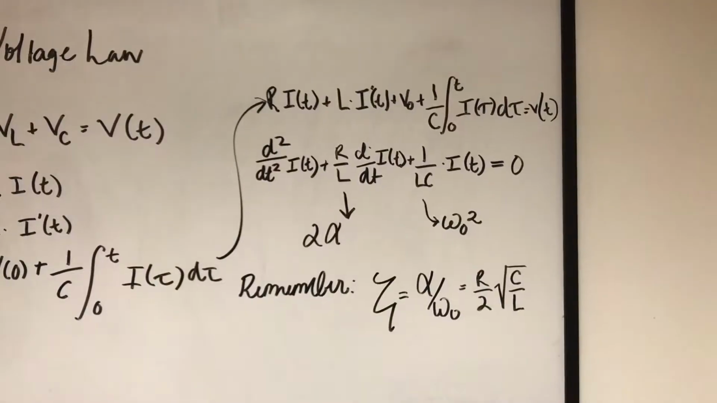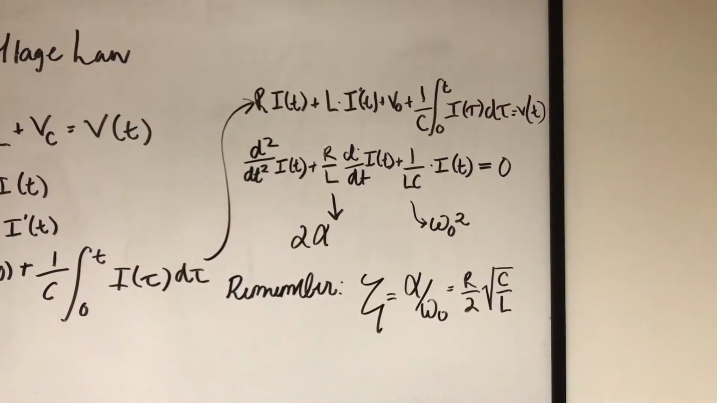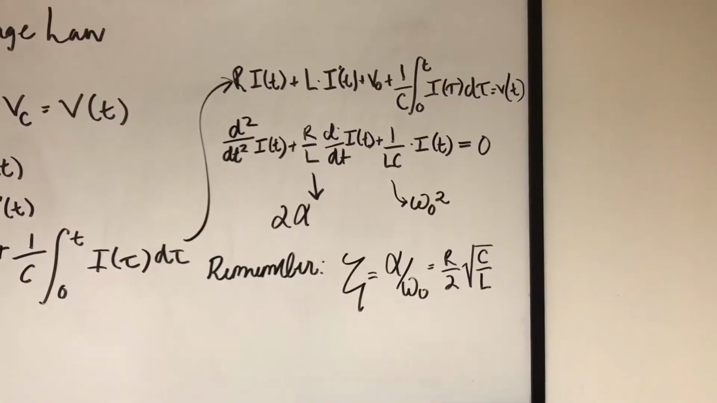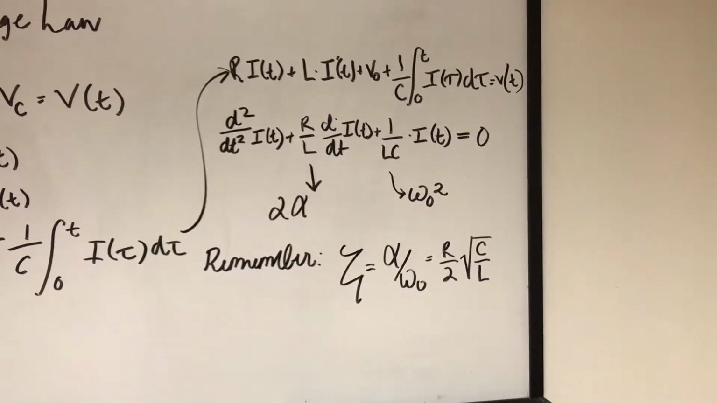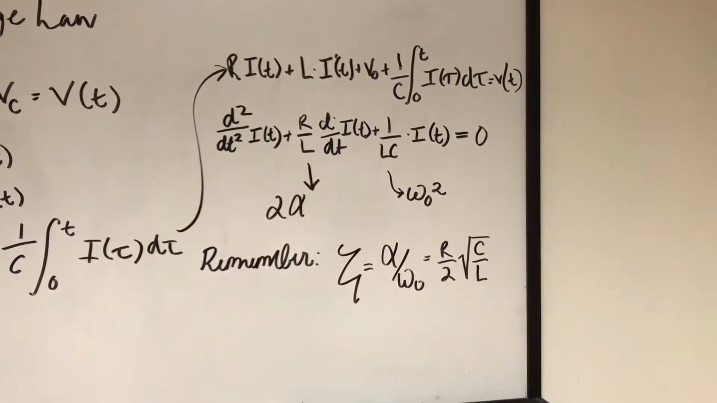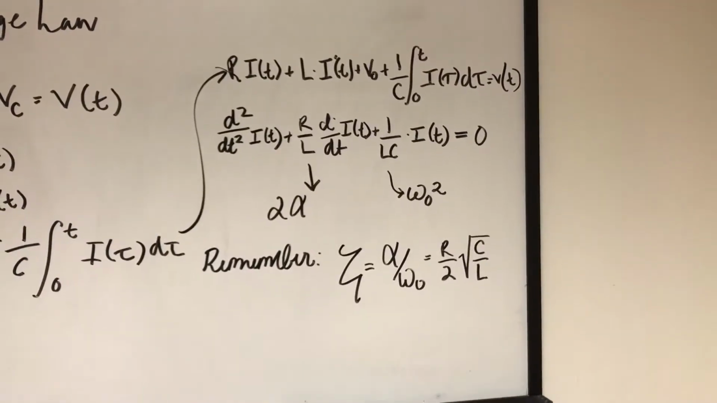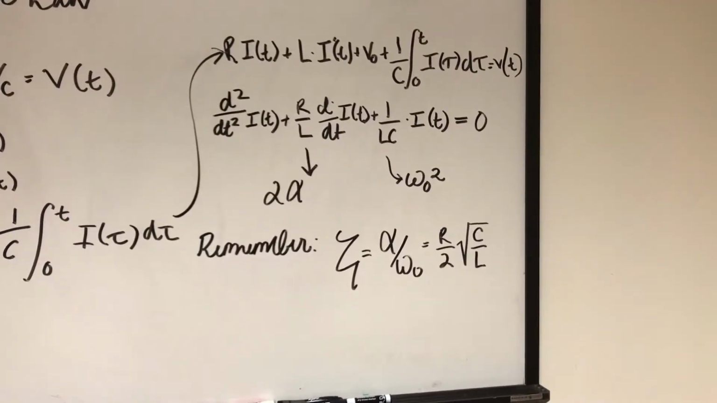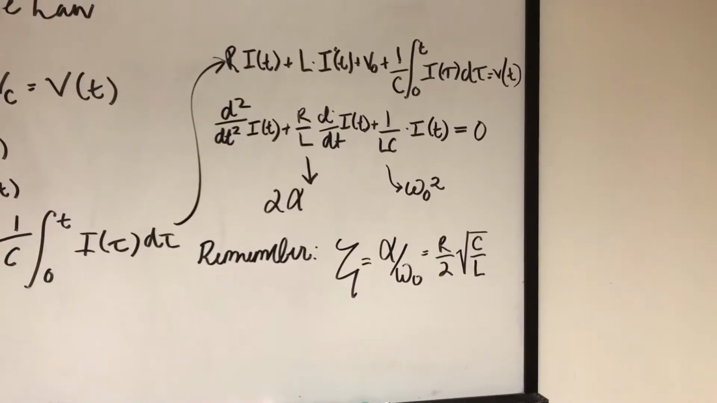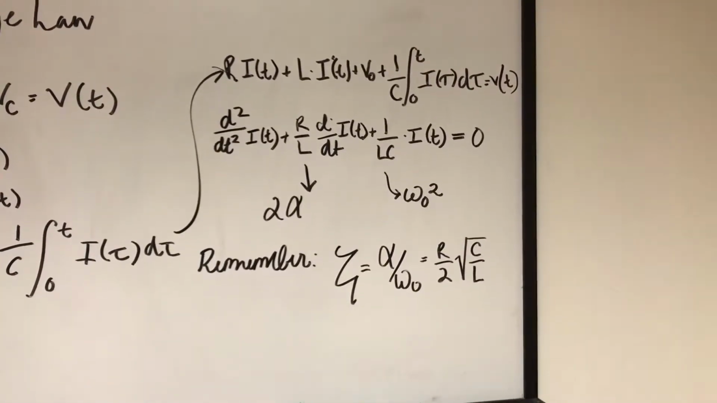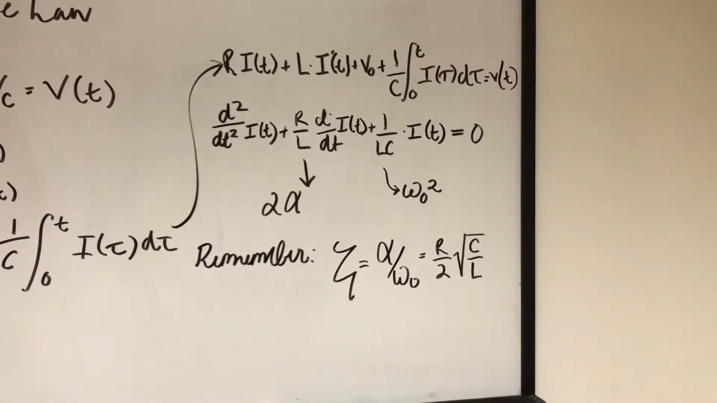To make a second order differential equation from this, you can derive two key things, 2 alpha and omega naught squared. Zeta is equal to alpha over omega naught, which is R over 2 times the square root of C over L. Based on zeta, we get different transient responses, where our differential equation can help us with really complicated derivations of current and decay frequency as a function of zeta.